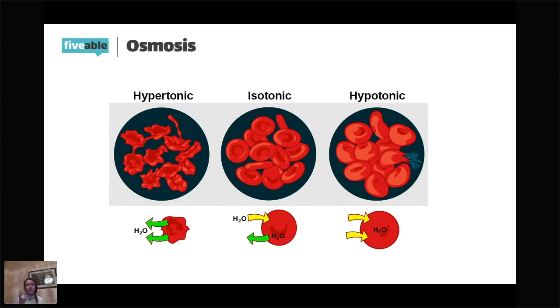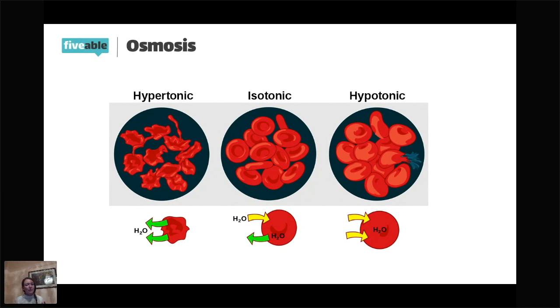Okay, so that means two things for us. We have a higher concentration of other things outside of the cell, which means we have a lower concentration of water outside of the cell, because there's other stuff out there. So there's fewer water molecules out there. What that means is water is going to move from the higher concentration of itself inside of the cell to the lower concentration of itself outside of the cell. So you see water is leaving these cells and they shrivel up, okay?